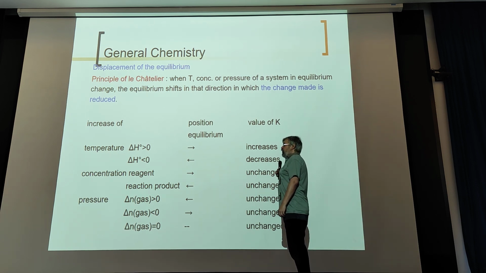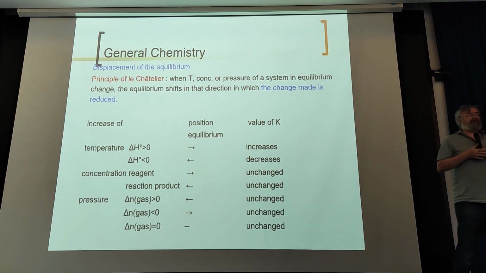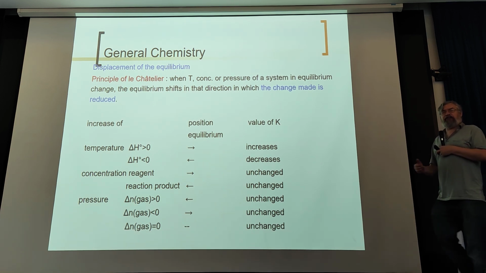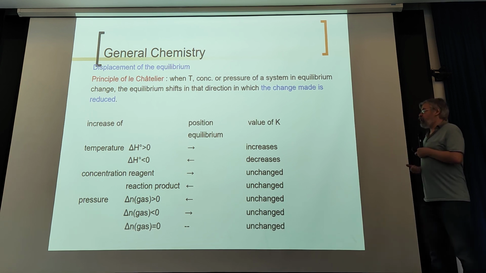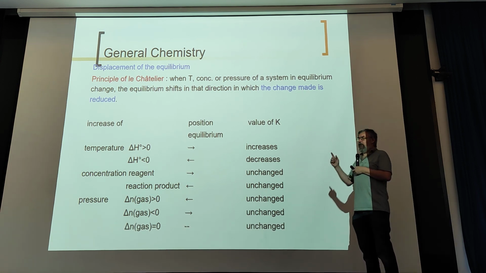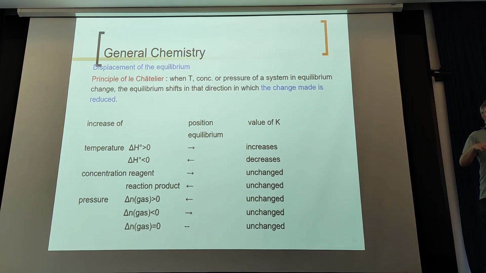So, concentration of the reagents. So suppose we have an equilibrium mixture, and we add more reagents. So how can you counteract that? Is by taking away a reagent, and this happens when you form more product. So that means your equilibrium moves towards the products. However, your K is not changing. This is just an effect of the concentration increase that you have. Your K only changes when your temperature is changing. Otherwise, it's a constant. That's what constant means.